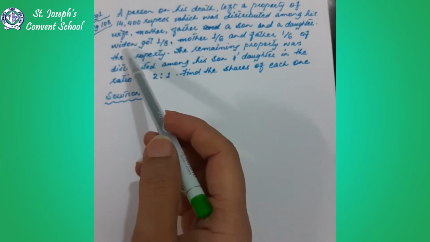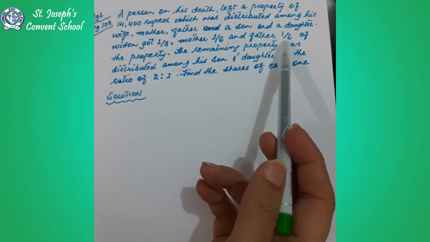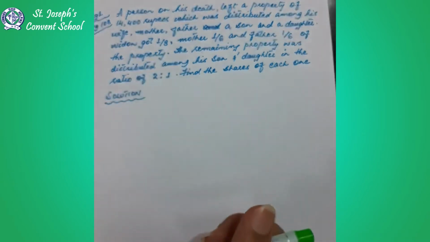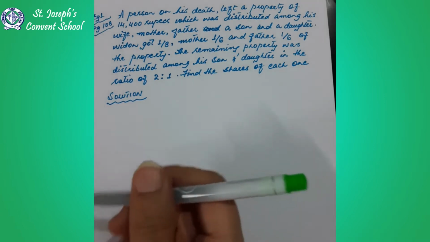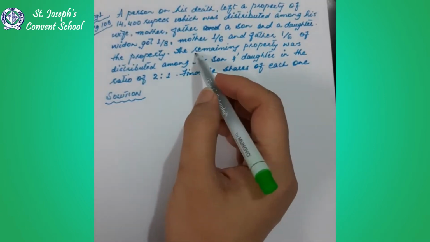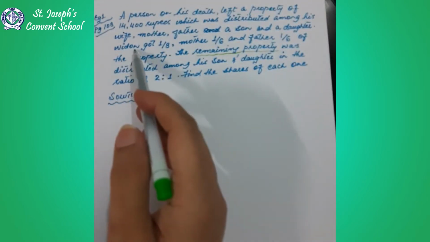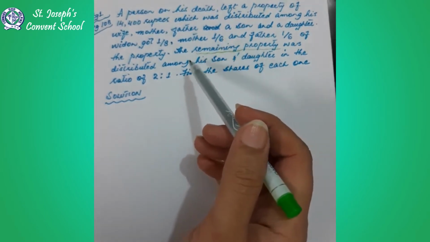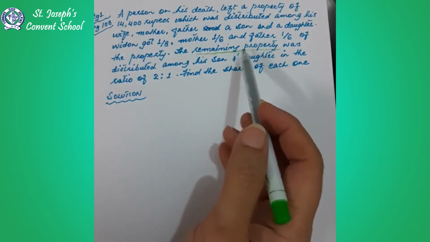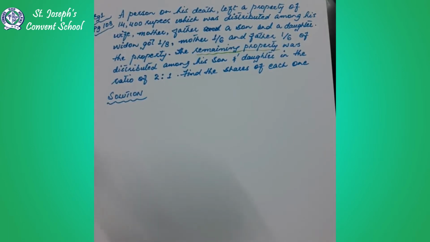Widow got 1 upon 8. Now widow means the wife of that person is the widow. Mother will get 1 upon 6 and father will get also 1 upon 6 of the property. So first you will divide this amount among widow, mother, father. Then the remaining property, afterwards, was distributed among his son and daughter. First you will divide it among widow, mother and father. Then see what is the remaining property. You will subtract, you will get the remaining property. The remaining property you will divide among son and daughter, and the ratio is given 2:1. So now you have to find each one's share. Now one by one we are going to solve.